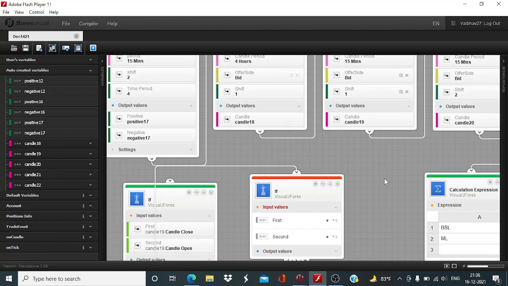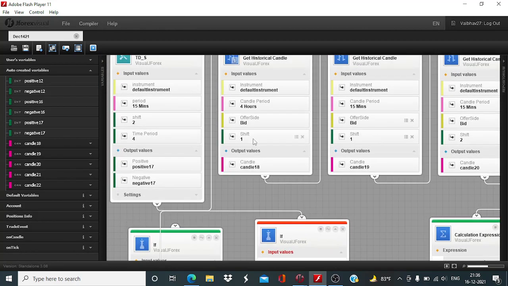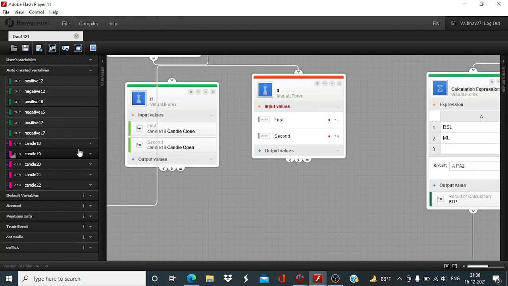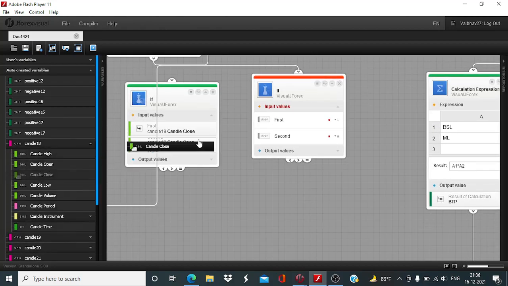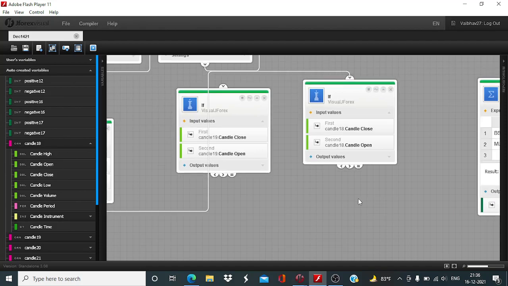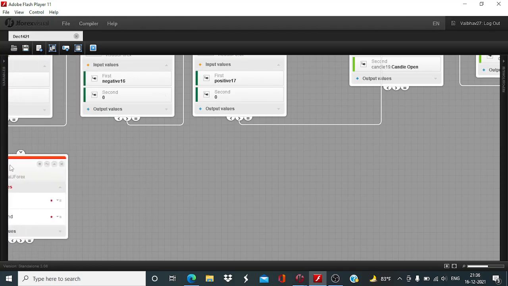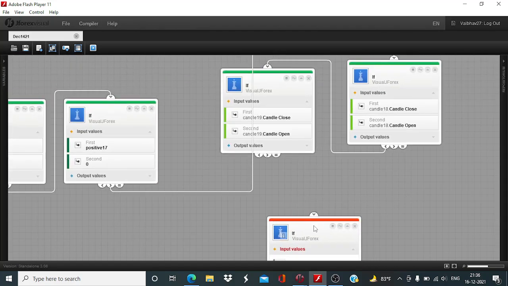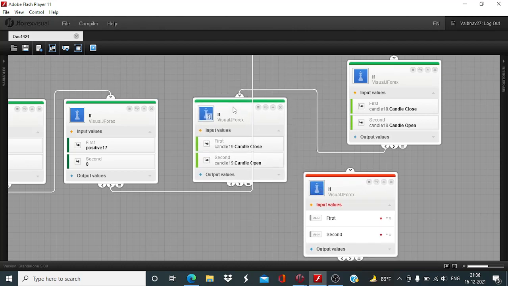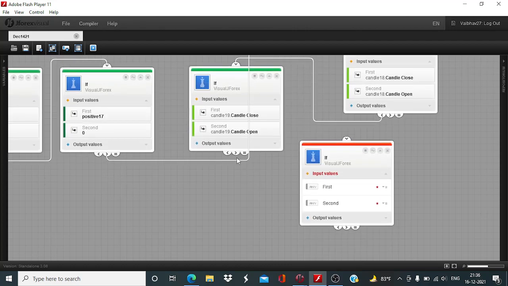Candle 18 is the 4-hourly candle, and here also same condition will be needed. The closing value, candle 18 candle close, will need to be lower than candle 18 candle open. First input less than second input. Okay. First input less than second input.